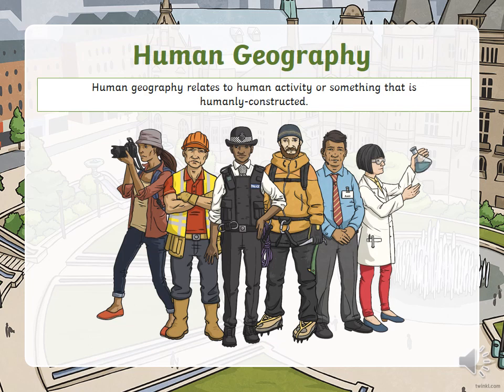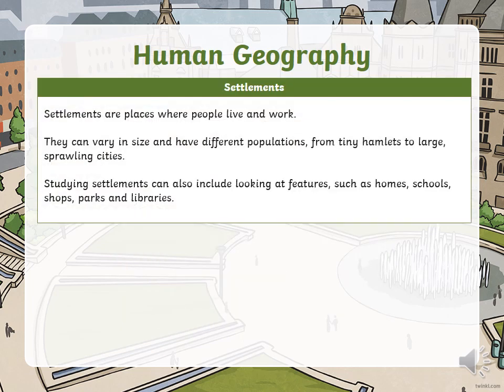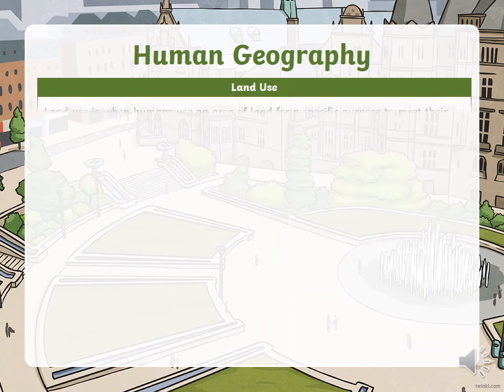So human geography, remember, relates to human activity, something that is human constructed. So things like settlements where people live, and you might think about different size settlements from the smallest hamlets to the largest cities. You might look at what features are there. So if we did a local study, and you'll probably remember this from year 3, you would have looked at Wroughton and the local area and what homes are there, the schools, the shops, parks and libraries and things like that. You might also think about land use.